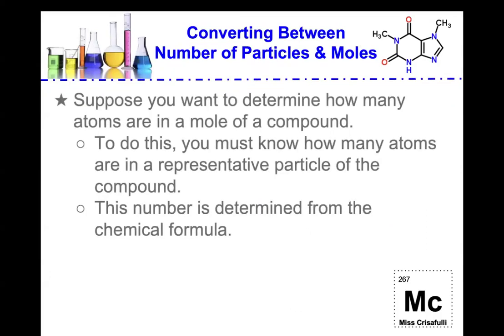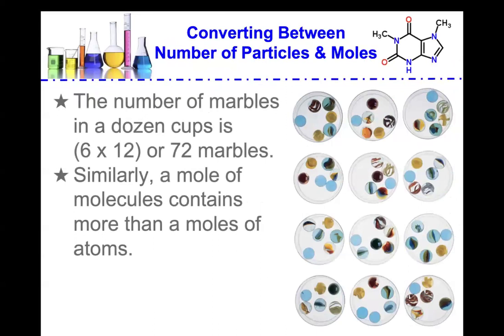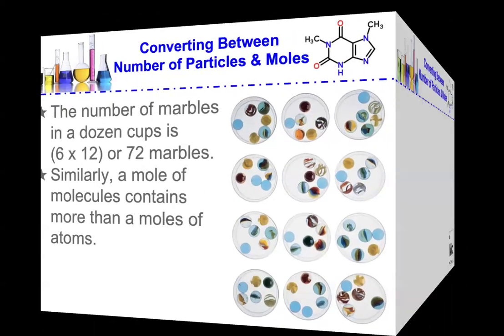Suppose you want to determine how many atoms are in a mole of a compound, and to do this, you must know how many atoms are in a representative particle of the compound, and you can get this number from the chemical formula. So the number of marbles, for example, in a dozen cups is 6 times 12, or 72 marbles. Similarly, a mole of molecules contains more than a mole of atoms.